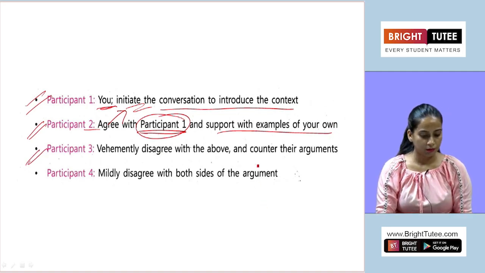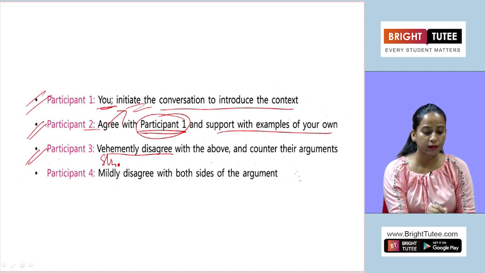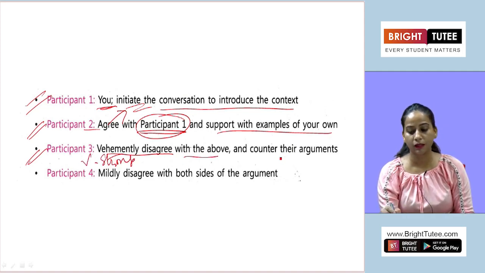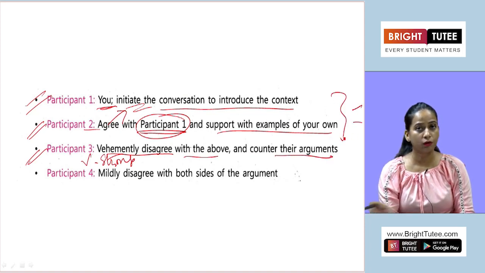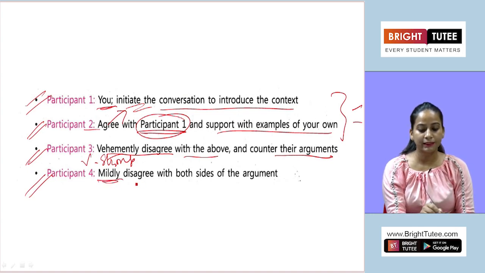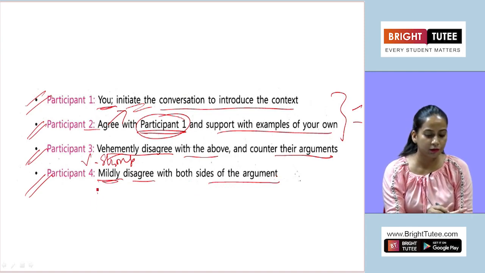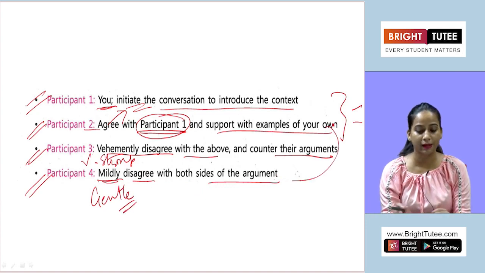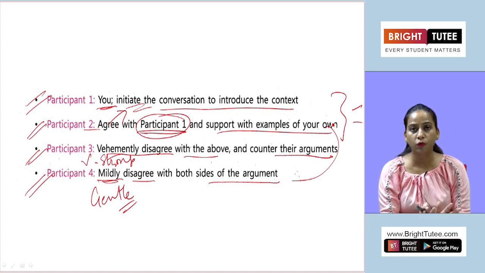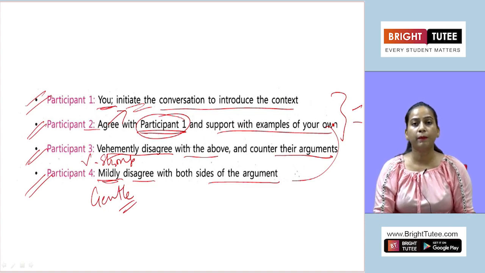Participant 3: vehemently disagree. Vehemently means very strongly you disagree with the above and counter their arguments. You are not going to agree with these 2, and you are going to protest against these 2 group members. Participant 4: mildly disagree with both sides of the argument. Mildly means not very strongly, but in a gentle manner. You disagree with both arguments. You are neither in favor of the first 2 nor in favor of participant 3. So you are sort of neutral, talking about the pros and cons of both situations. Clear?